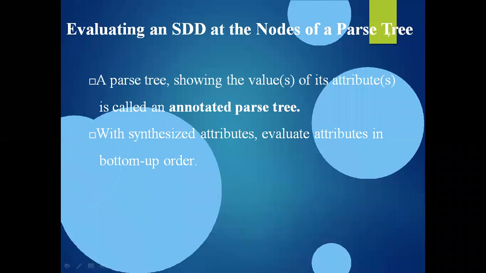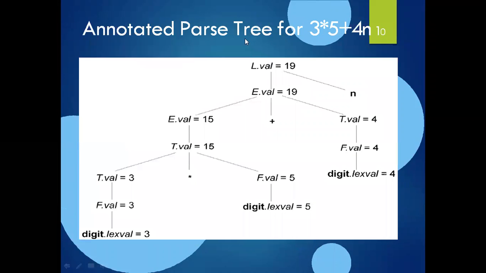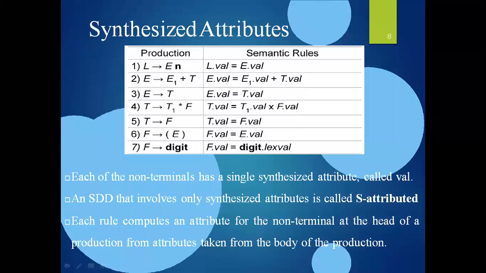With this semantic evaluation, I am representing an annotated parse tree for the expression 3 × 5 + 4n. From the given grammar, my starting symbol is L. That means L is the root node of the given grammar. So L tends to n, where n is a constant number. For n we are not giving any attribute value. We are not defining the attribute for n because it is a constant. So only we are defining for E.